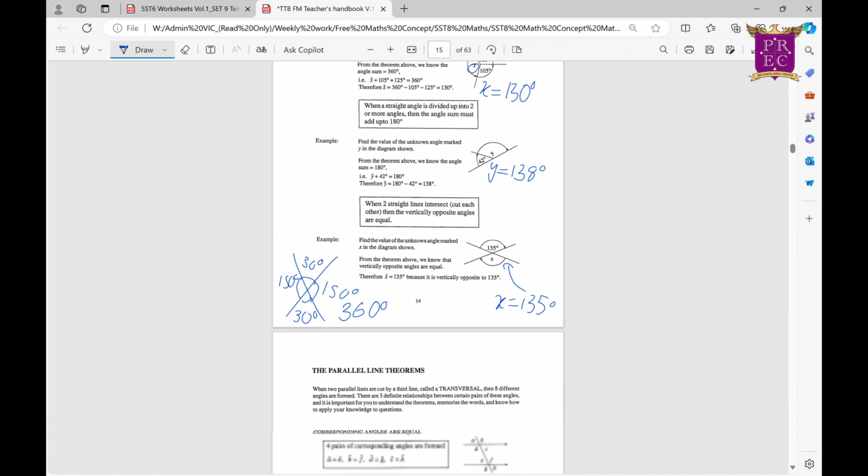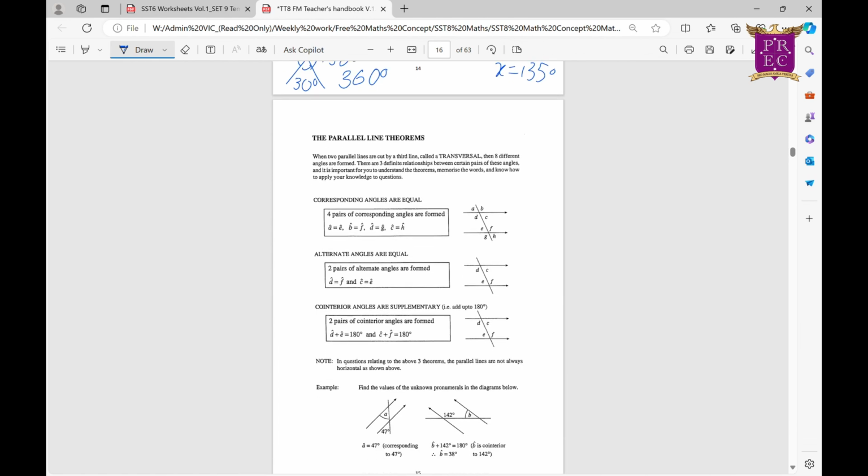Okay, let's keep going. Parallel line theorems, so saying that these ones are similar, A and E are similar, B and F are similar, D and G are similar, and C and H are similar. So on a parallel line, all these angles which are on the same position are the same.